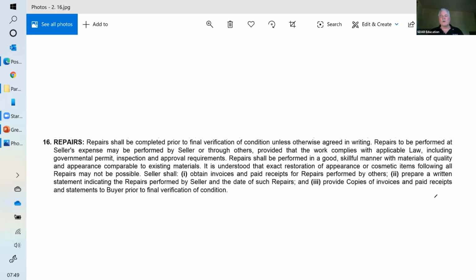So if the seller is going to do the work, have them get started on it in a timely manner. But remember, those repairs shall be completed prior to final verification of condition, unless we have some other agreement in writing. Okay, so as I said, in our office, we prefer a credit, but you do it whatever way your broker tells you to do it, or whatever way your experience says is best. So repairs to be performed, okay, at the seller's expense may be performed by the seller or through others.